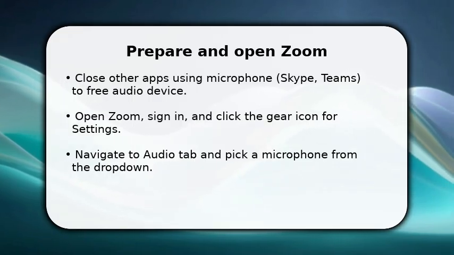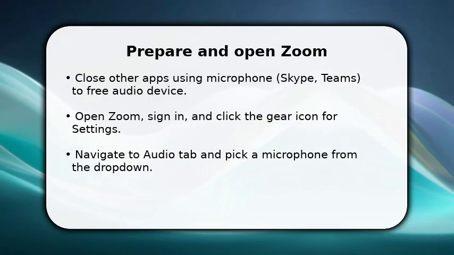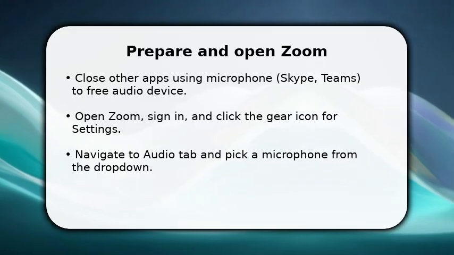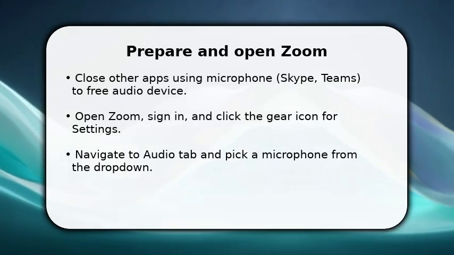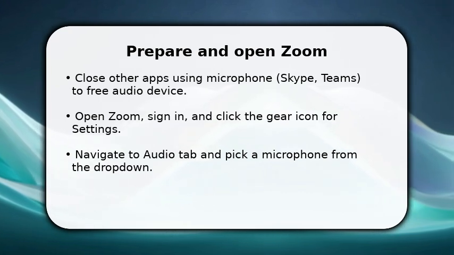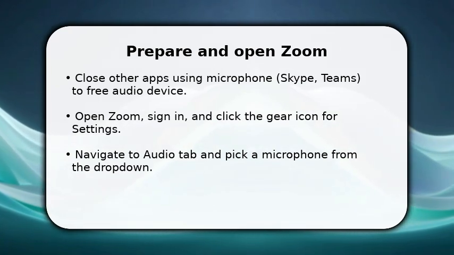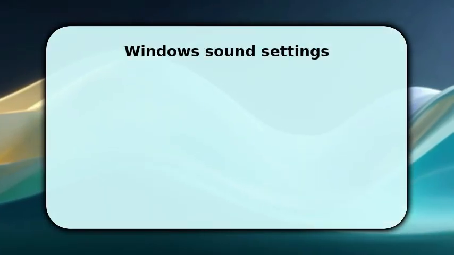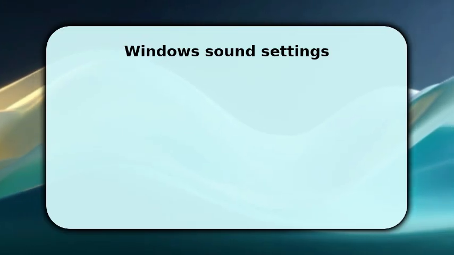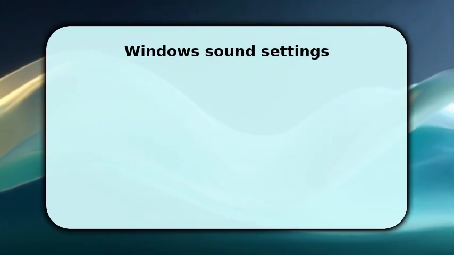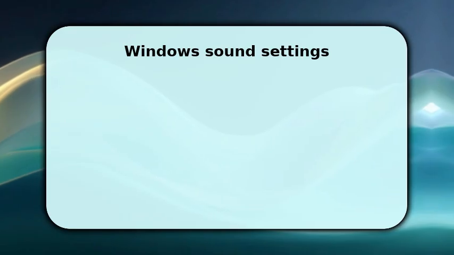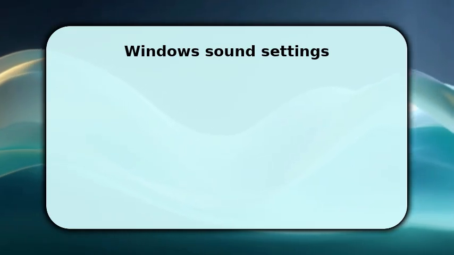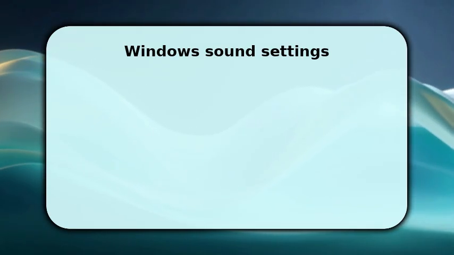This initial selection ensures Zoom targets the correct hardware rather than a disabled or virtual device, which is the most common cause. Next, confirm Windows is allowing that mic. You need to right-click the speaker icon and open Sound Settings, then choose your input device from the list. Click Device Properties and ensure the microphone is enabled and volume set high enough. Aim for 70% to 90% so signals register.